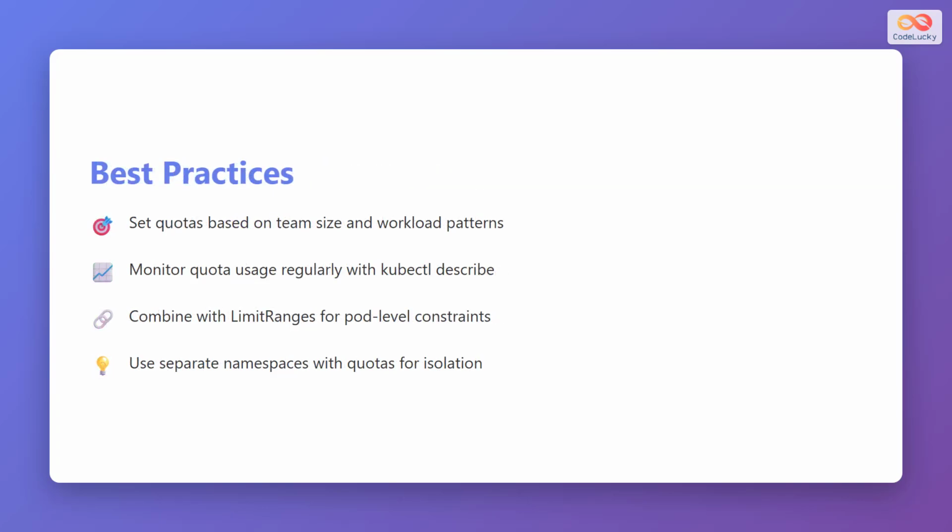When implementing resource quotas, follow these best practices for optimal results. First, set quotas based on your team size, historical usage patterns, and expected workload growth. Don't set them too restrictive or too generous. Second, monitor quota usage regularly using kubectl describe to understand actual consumption patterns and adjust quotas as needed. Third, combine resource quotas with limit ranges for comprehensive resource management. While quotas control namespace-level aggregates, limit ranges set constraints at the individual pod and container level, providing defense in depth.